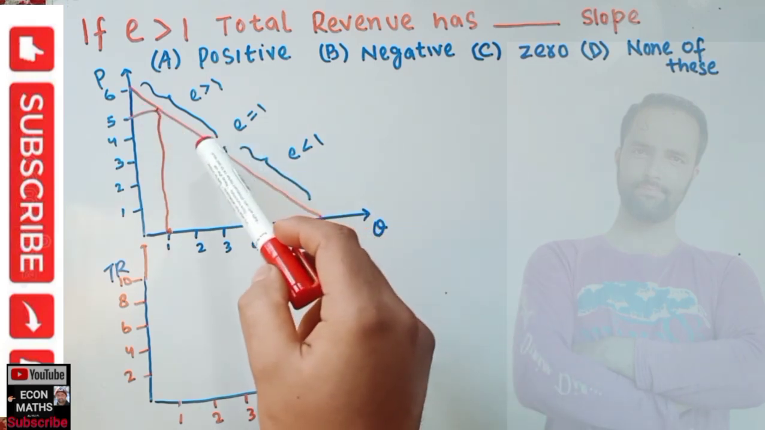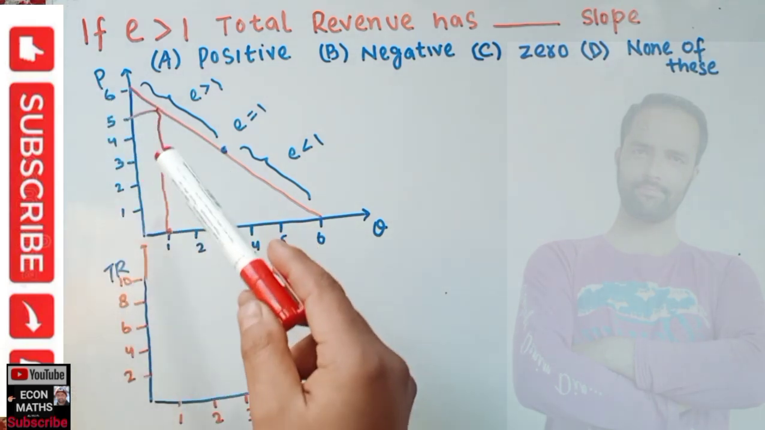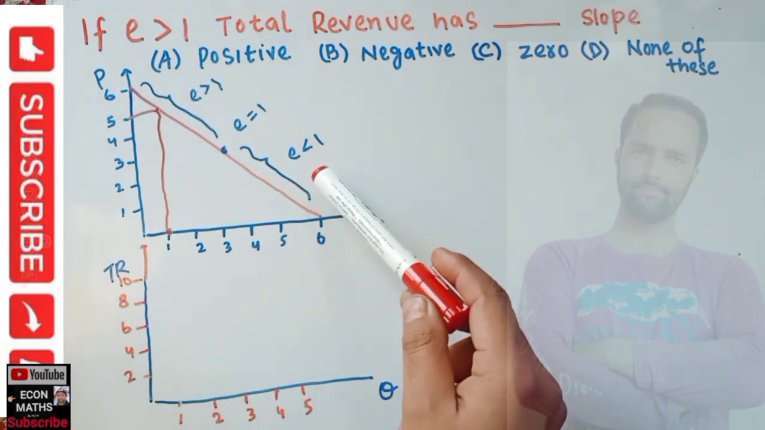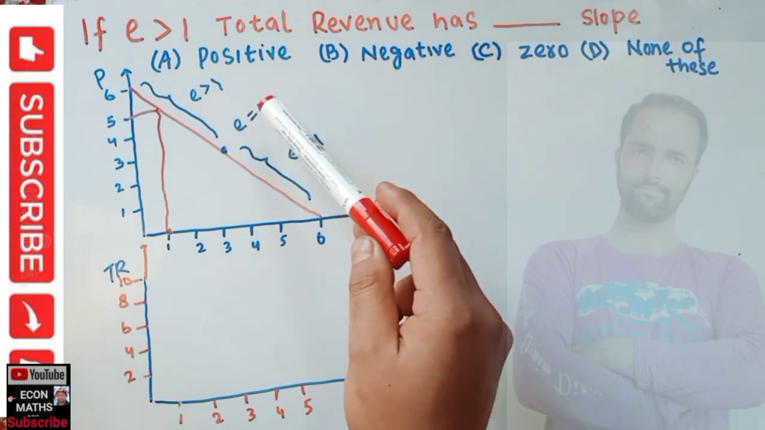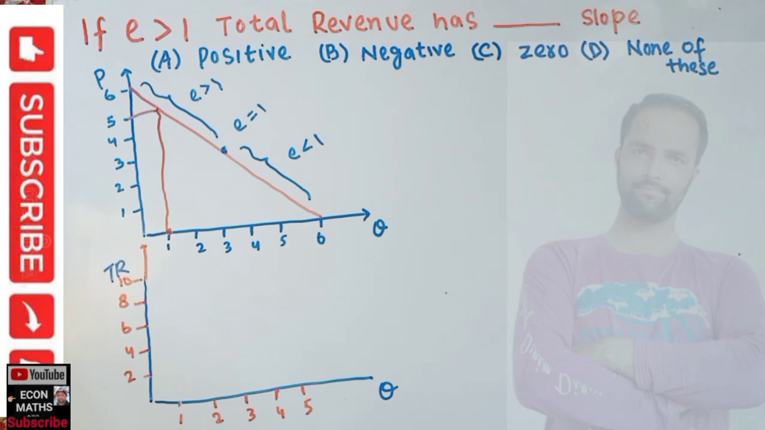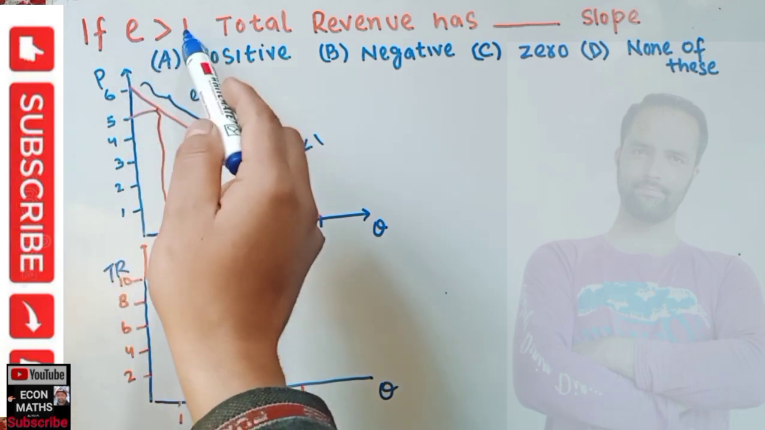So the upper half segment of this demand curve has elasticity greater than 1, the lower half segment has elasticity less than 1, and at the midpoint we have elasticity equal to 1. By elasticity here we mean the absolute elasticity. Now let us see what happens to the total revenue in this upper half segment. The question tells us when elasticity is greater than 1.